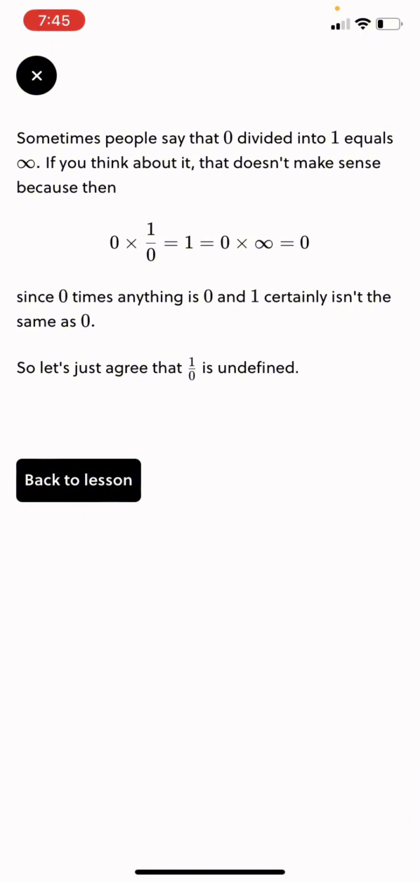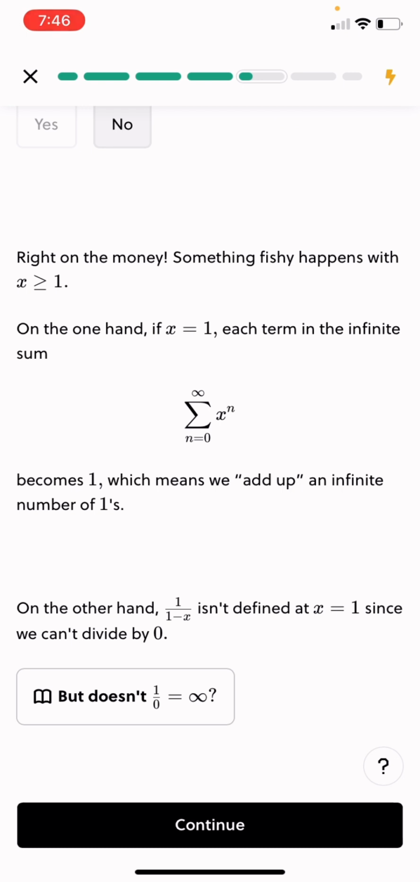Sometimes people say that 1 divided by 0 equals infinity. If you think about it, that doesn't really make sense, because 0 times 1/0 equals 1, but 0 times infinity equals 0, since 0 times anything is 0, and 1 certainly isn't the same as 0. So let's just agree that 1/0 is undefined. Basically, it can't be answered, and we can't really put it in an equation.